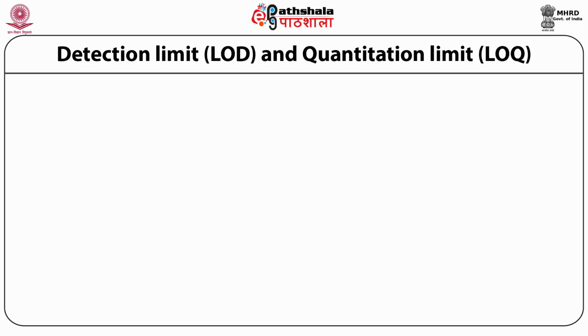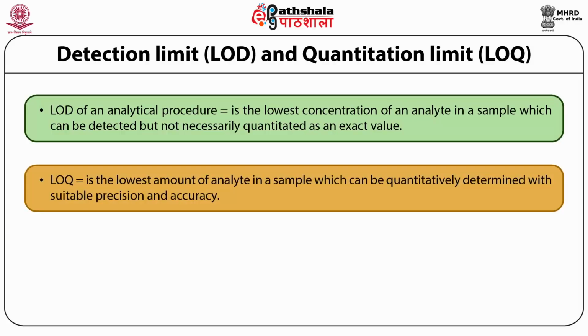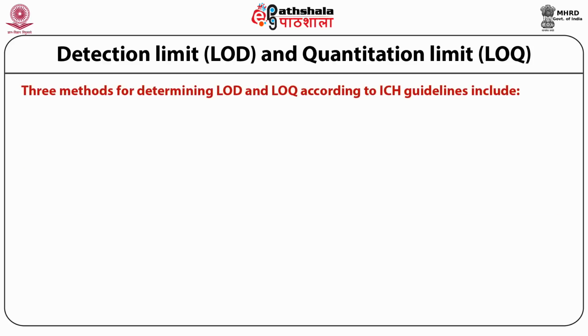Detection limit and quantitation limit. Limit of detection of an analytical procedure is the lowest concentration of an analyte in a sample which can be detected but not necessarily quantified as an exact value. Limit of quantitation is the least amount of analyte in a sample which can be quantitatively determined with suitable precision and accuracy. Three methods are there for determining LOD and LOQ according to the ICH guidelines.